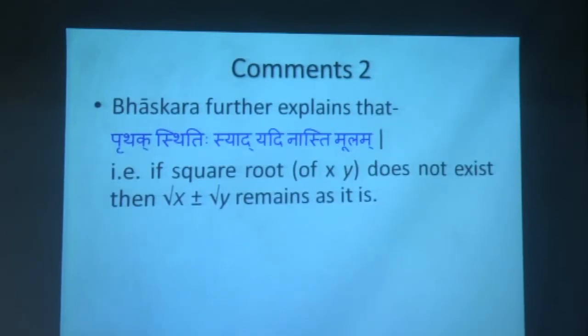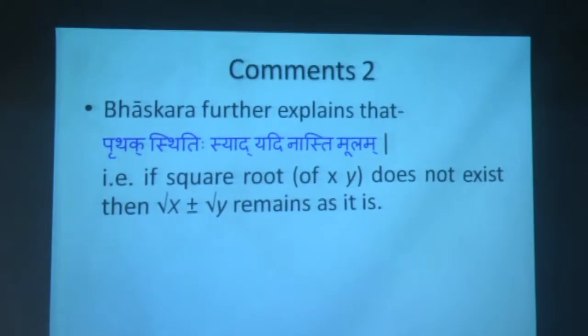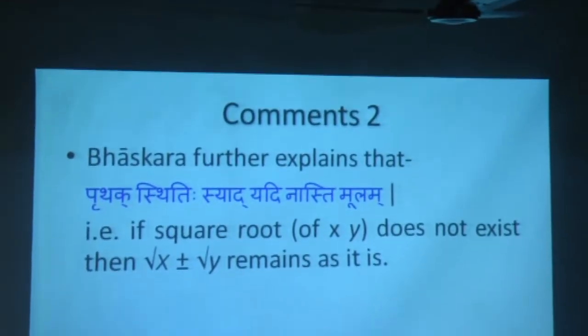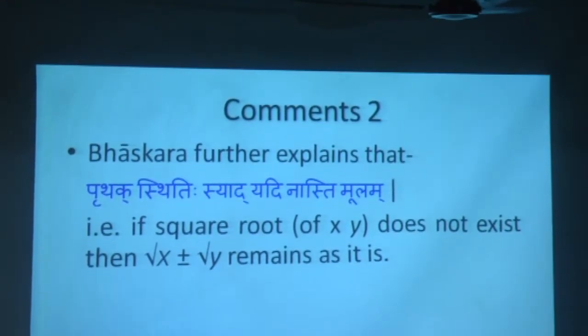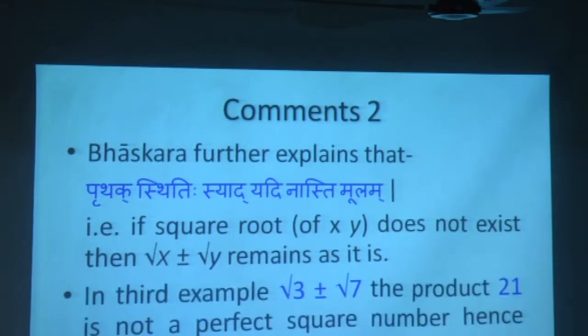Bhaskara says pruthak sthiti syat yadi nasti moolam, meaning while finding the sum or difference of Karanis, if that root xy does not exist, or in other words, if x into y is not a perfect square, then addition is not possible. And exactly that is what happens in the case of root 3 plus root 7, where the product is 21, which is not a perfect square number.